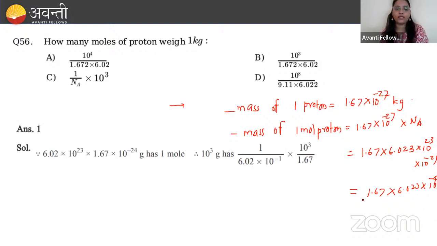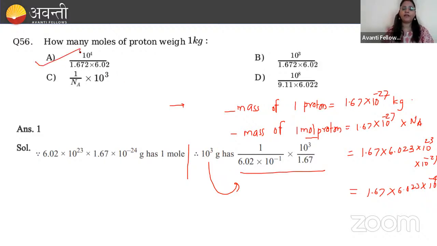So now you get the mass of 1 mole of proton. You need to find it for 1 kg. So 1 kg means what? It is 10 raised to 3 gram. So it will have this much amount. So which is this option? Option number A. Right? Any doubt in this?